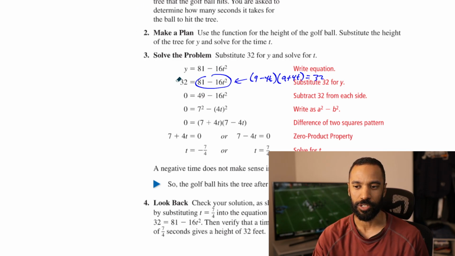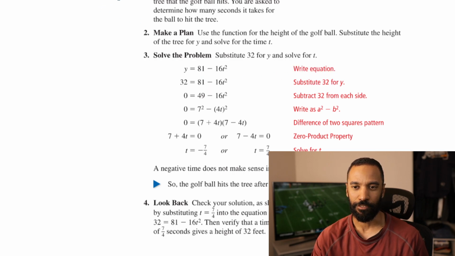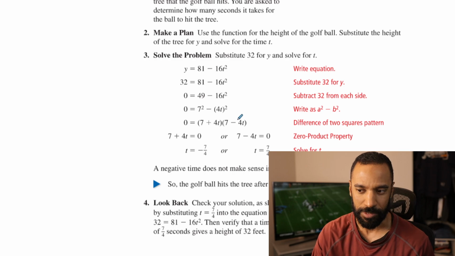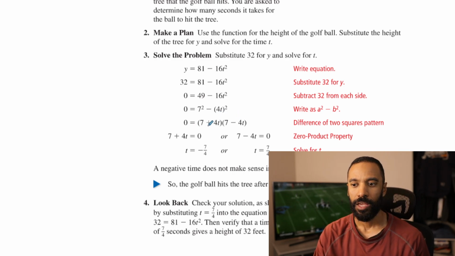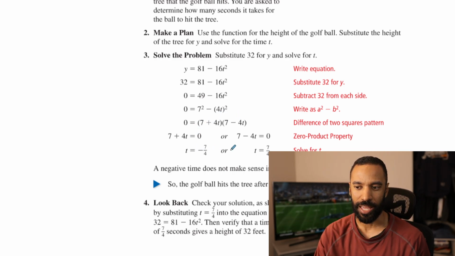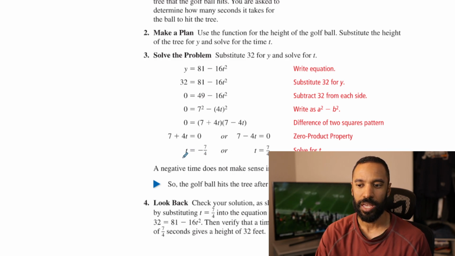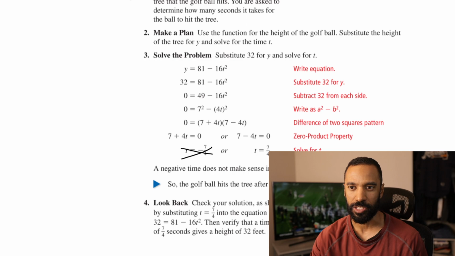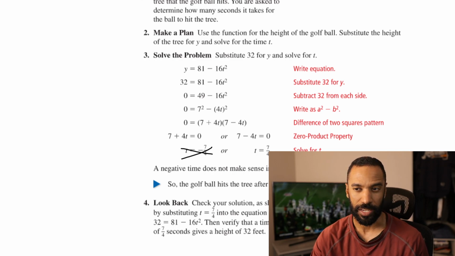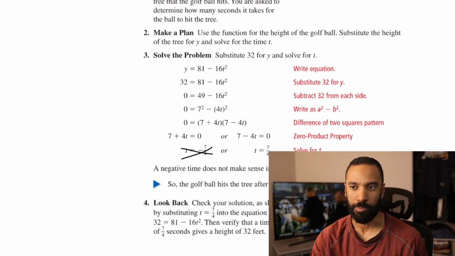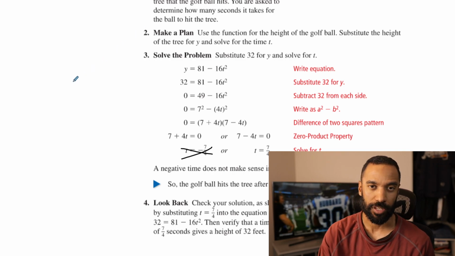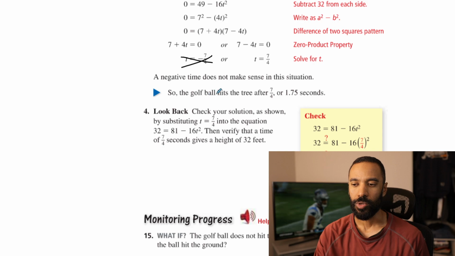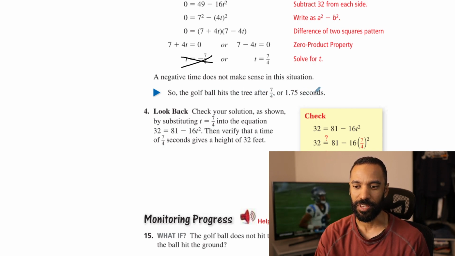So they subtract 32 from both sides, and then they get 49 minus 16t squared, which factors to 7 plus 4t times 7 minus 4t. You solve for those two things. t is either negative 7/4 or positive 7/4. You can't have negative time because the bird didn't drop the golf ball yet. So it's going to be positive 7/4 or 1.75 seconds that the bird had dropped the golf ball before it hit the tree. So it hits the tree after 1.75 seconds.